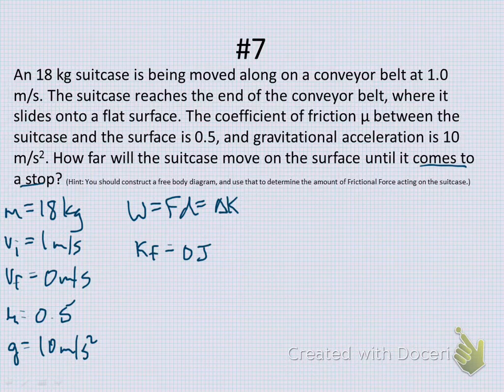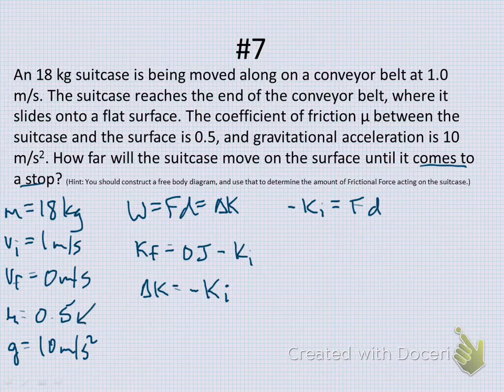So when we do 0 minus our Ki, basically that means that the change in kinetic energy is equal to negative Ki, so then we don't have to worry about putting that Kf in. And so basically then negative Ki is going to equal the force times the displacement. Now we do need to get this force of friction, and that's where this mu right here comes in. We've got to use that in order to find the force of friction, and as the hint says, drawing a free body diagram might help you out with that.